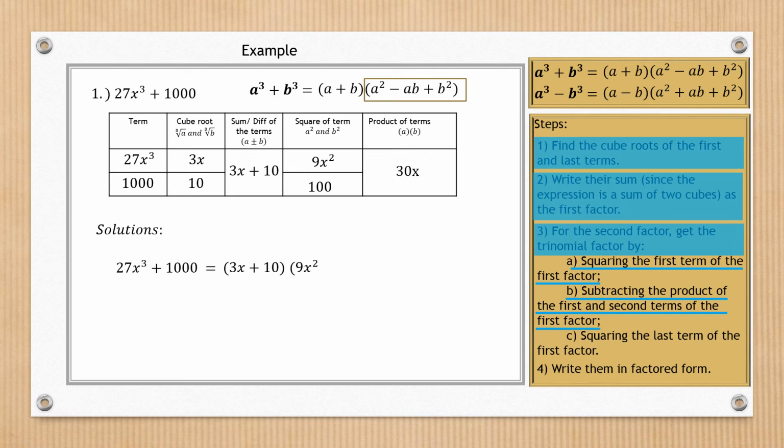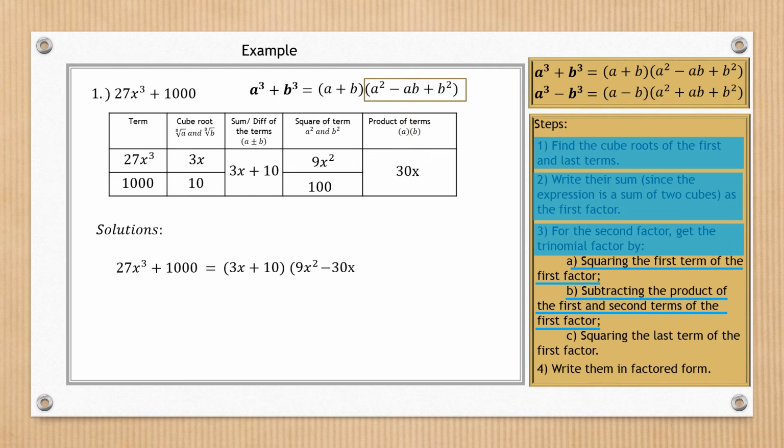Subtracting the product of the first and the second terms of the first factor. That's why I said the product of the factors we multiply, we subtract. Where is that? That minus. Got it? Subtract. Always remember, it is subtract, class, when the cubes have a plus. So, that is A times B. Where is that? Okay, that is 30x. So, you write 30x.